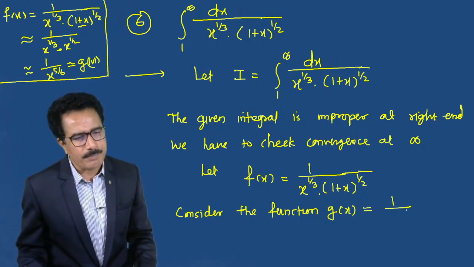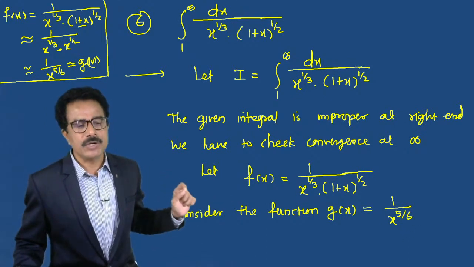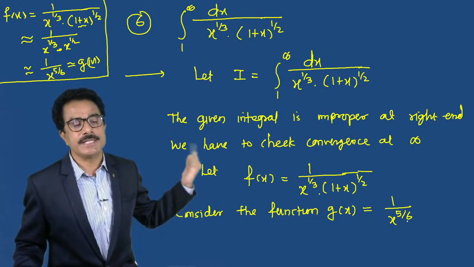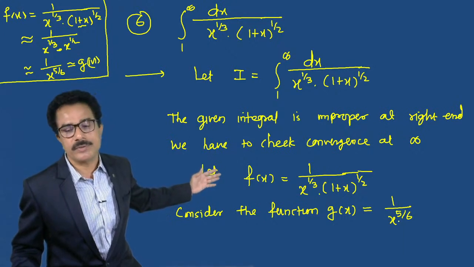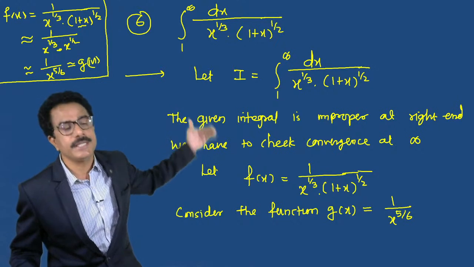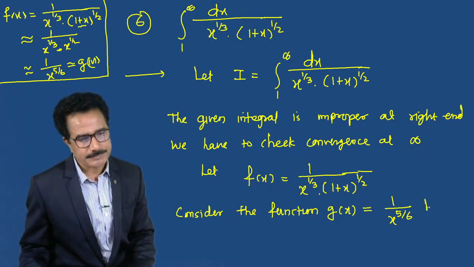So, 1 upon x raised to 5 by 6. This is very important because by using this comparison, we can find the value of convergence. We shall discuss the convergence of f of x, that is integral from 1 to infinity f of x dx. It has the same behavior.